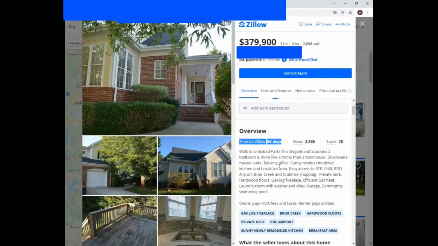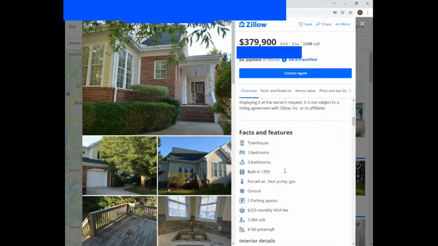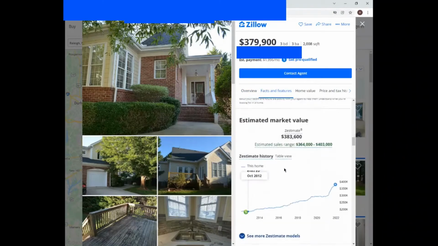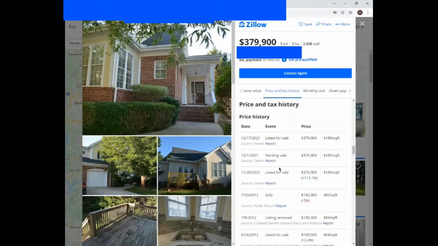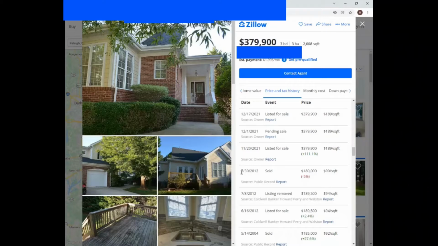So let's scroll down to the second area that's important, and that is price and tax history, or price history. That's what I'm really looking at. I want to know what the seller paid for the property when they bought it. I want to know what the legacy price is. That's what that is. So it looks like the seller bought the property back in July of 2012 and they paid $180,000 for it. So they have good margins.